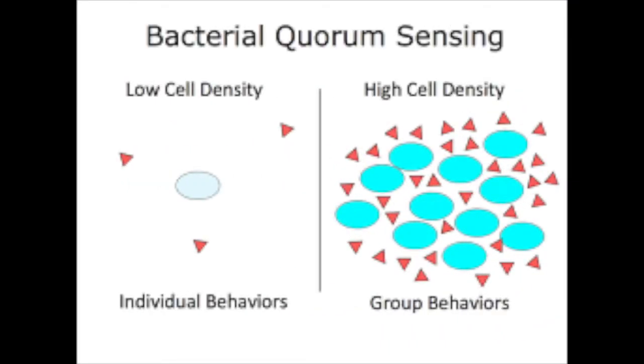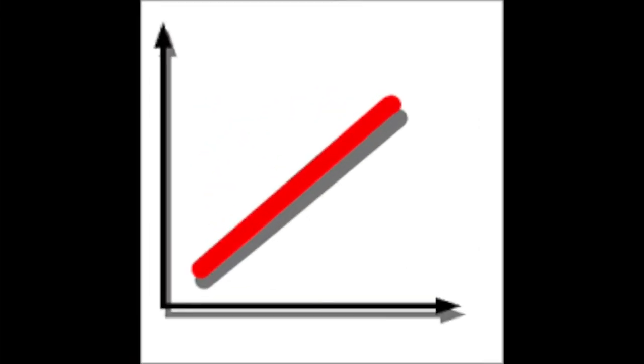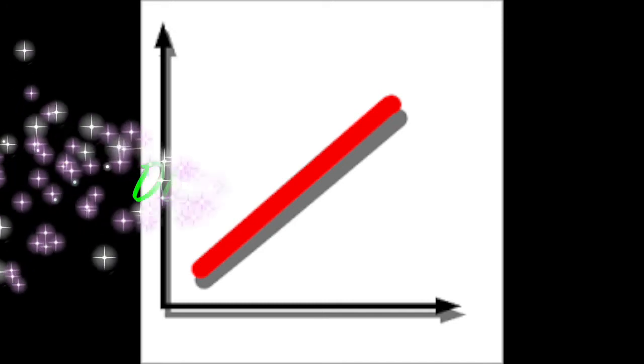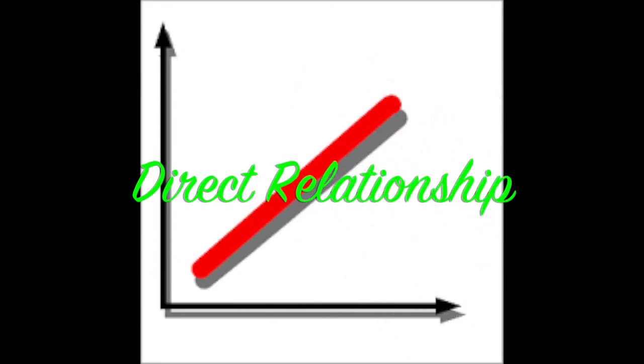This image shows that when there's a low population density of bacteria, the amount of autoinducers, represented by the red triangles, is limited, as compared to when there's a high population density of the bacteria, there's a lot more autoinducers released. This image shows the relationship between the amount of autoinducers versus the amount of bacteria. As the amount of bacteria increases, the amount of autoinducers increases as well.